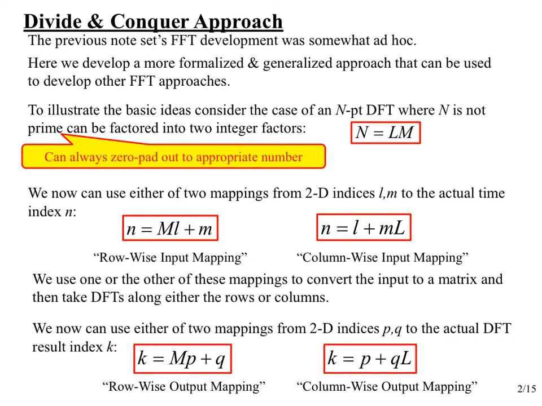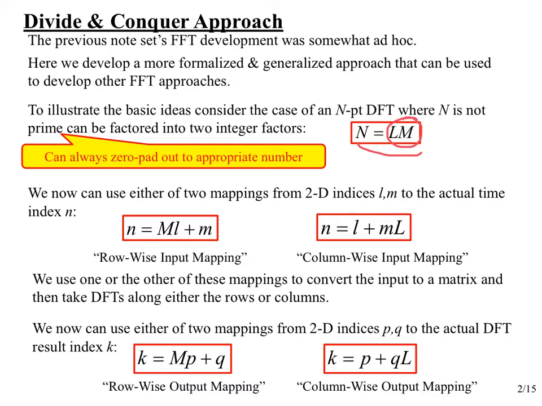We'll start very simply and say, suppose we have some N that we can write as the product of two integers, L and M. In other words, N is not prime, so it can be factored into two integer factors. We saw that in our previous example, where we had a power of 2, so we could factor it into 2 times 2 times 2 times 2. This would be a more generalized approach: N can be factored into L times M.